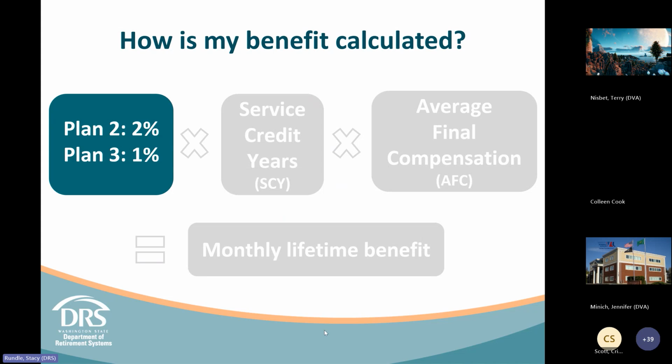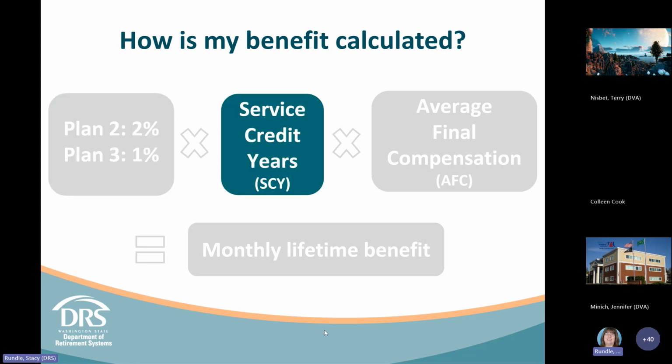PERS Plan 2 uses a 2% multiplier because it's funded with both employer and employee contributions. So the employer funds 1% and you fund the other 1%. PERS Plan 3 uses a 1% multiplier because it's only funded by your employer. You're funding the investment part, which again we'll cover here soon.